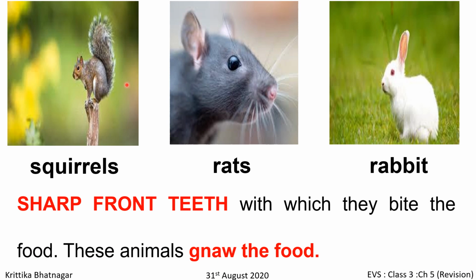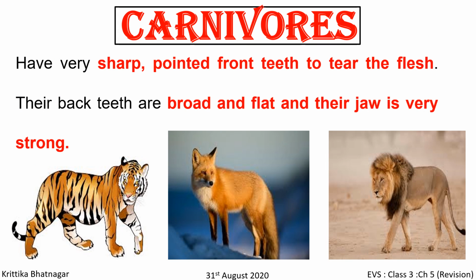Other herbivorous animals like squirrels and rabbits have sharp front teeth with which they bite the food. These animals gnaw the food. The word gnaw means to keep biting something to eat it slowly.